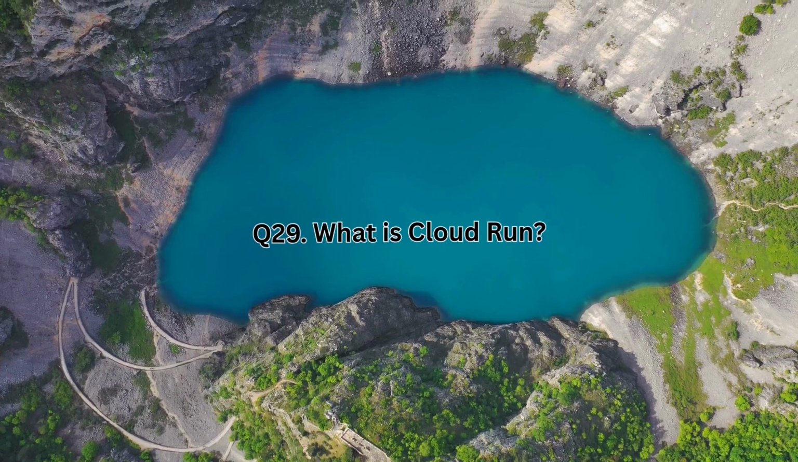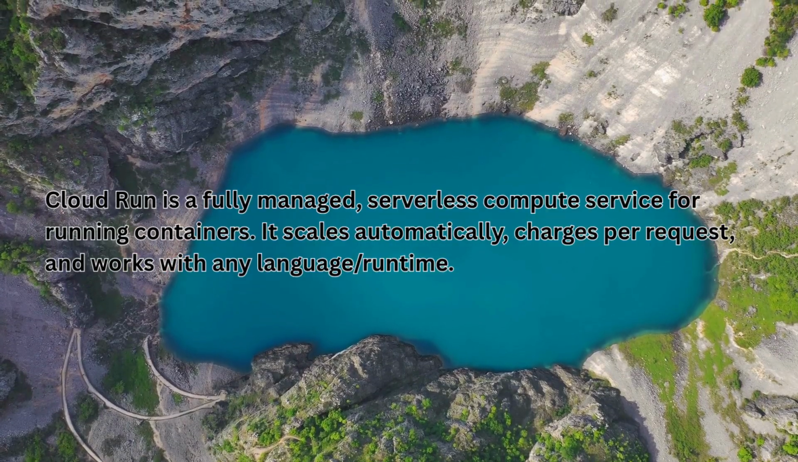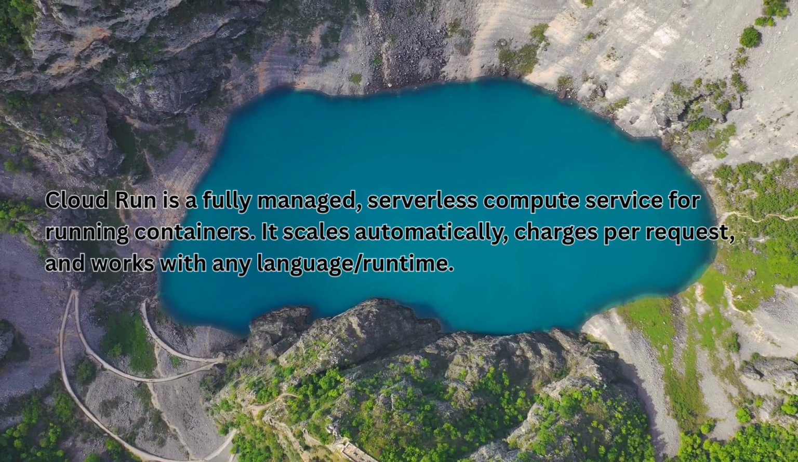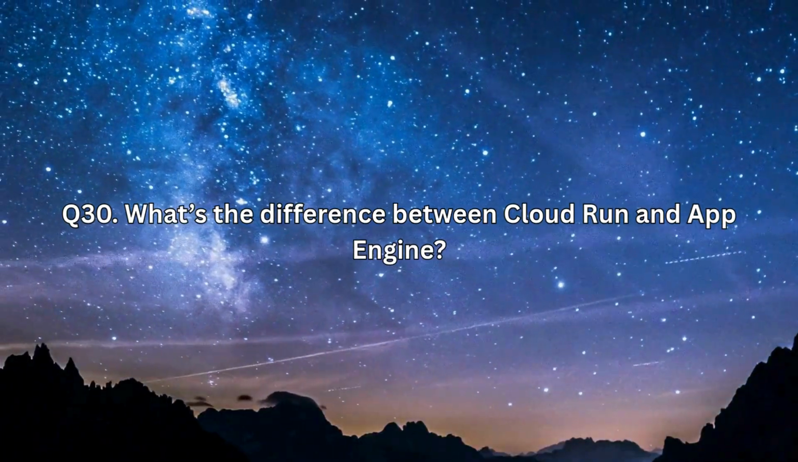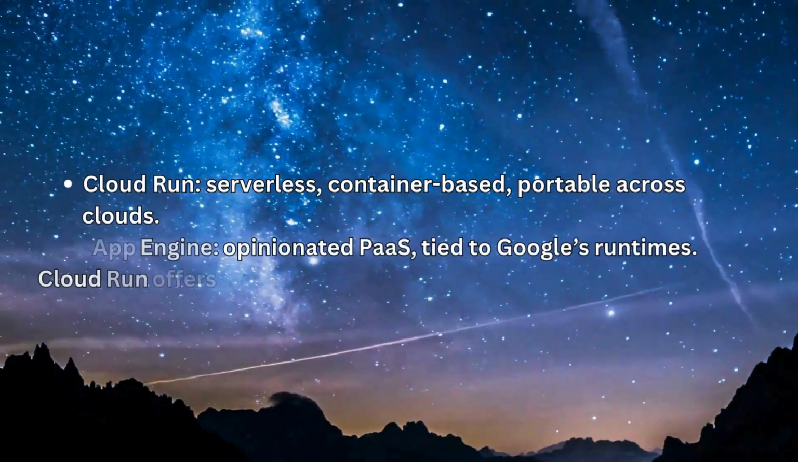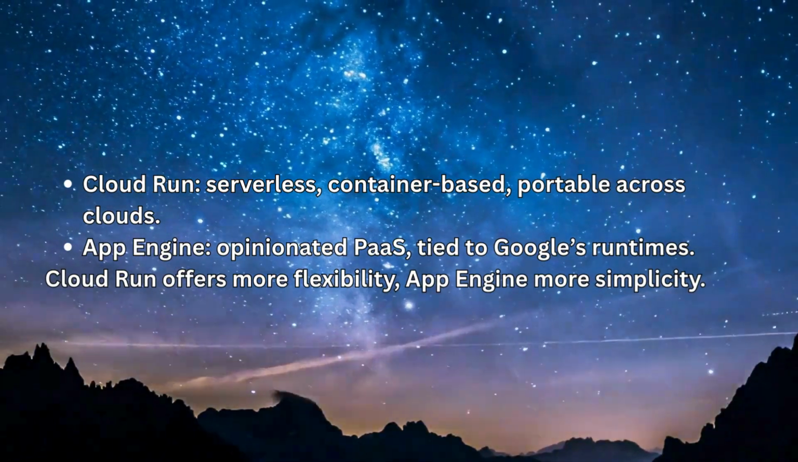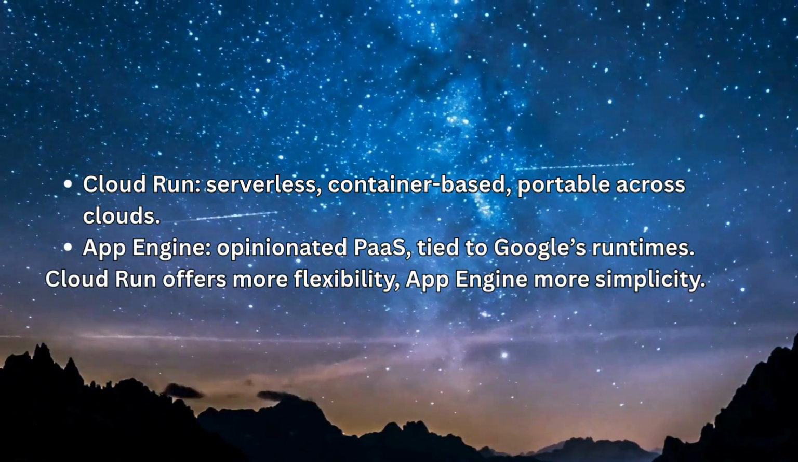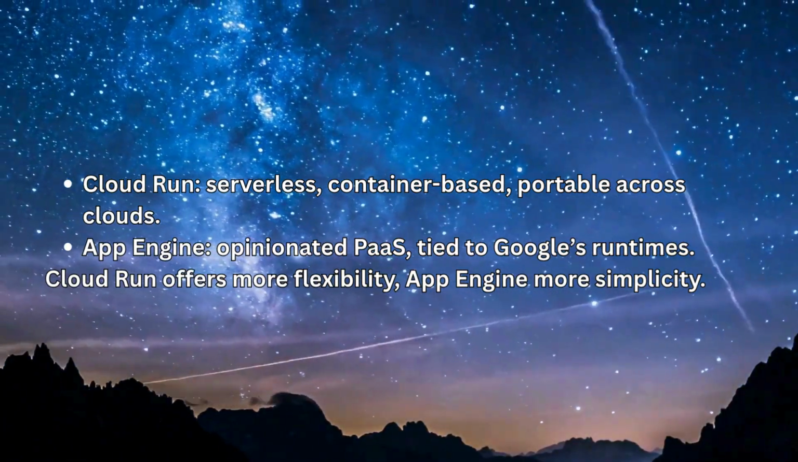What is Cloud Run? Cloud Run is a fully managed serverless compute service for running containers. It scales automatically, charges per request, and works with any language or runtime. What's the difference between Cloud Run and App Engine? Cloud Run: serverless, container-based, portable across clouds. App Engine: opinionated PaaS, tied to Google's runtimes. Cloud Run offers more flexibility, App Engine more simplicity.